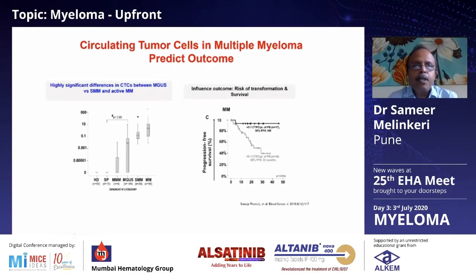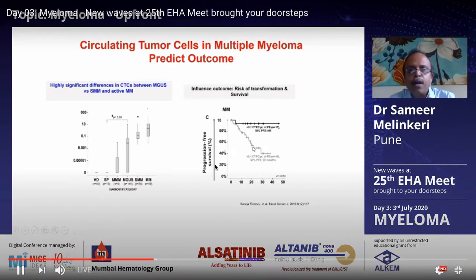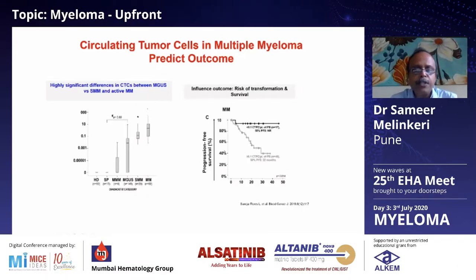Now, the presence of circulating tumor cells in multiple myeloma is something that is also being attempted to diagnose patients with high-risk disease. And as you can see, in patients who have MGUS versus smoldering myeloma versus active myeloma, you tend to have a higher percentage of circulating tumor cells. And if you can see here on the right, if you have more than 0.1 CTC per microliter of peripheral blood, you tend to have a much worse prognosis than those who have less. The only thing is this tool is not easily available as of now, and it's under investigation.